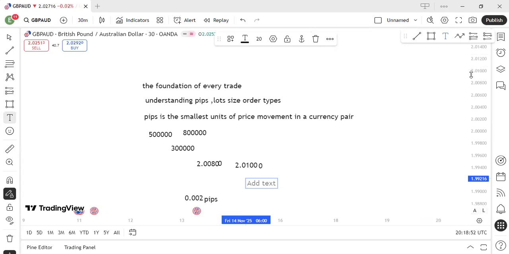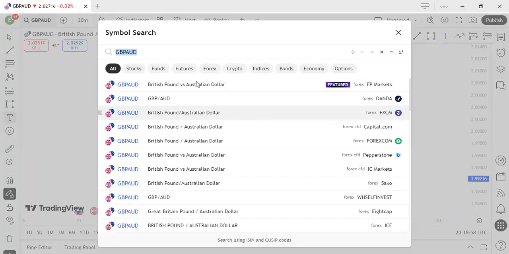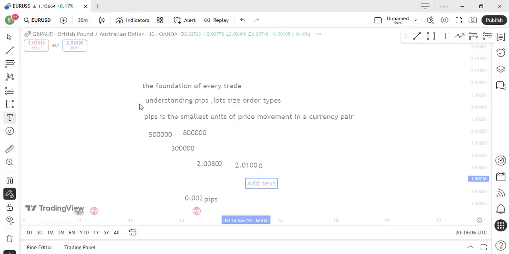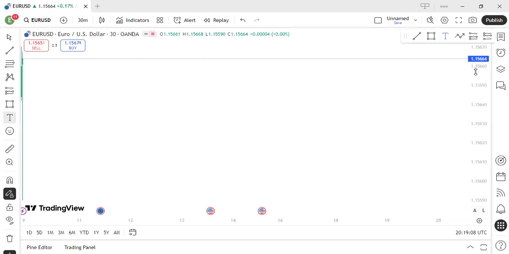Look at this one now. This one has 2.001000. Let me use another currency, GBP USD. Look at the price action here, look at the price movement. You have 1.16. The price tag of EUR USD now, look at this blue line. It's 1.1664. So if in the morning price comes from here to this point, are you with me?